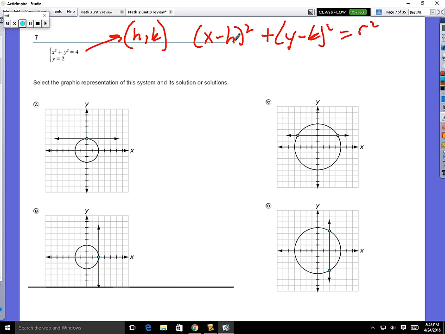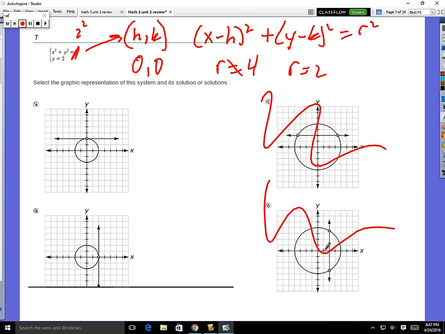The h is hanging out with the x, and there's nothing with the x or the y, so the center is at 0, 0, which all of them are. The radius is tricky. It is not 4. The radius is 2, because 4 is really 2 squared.